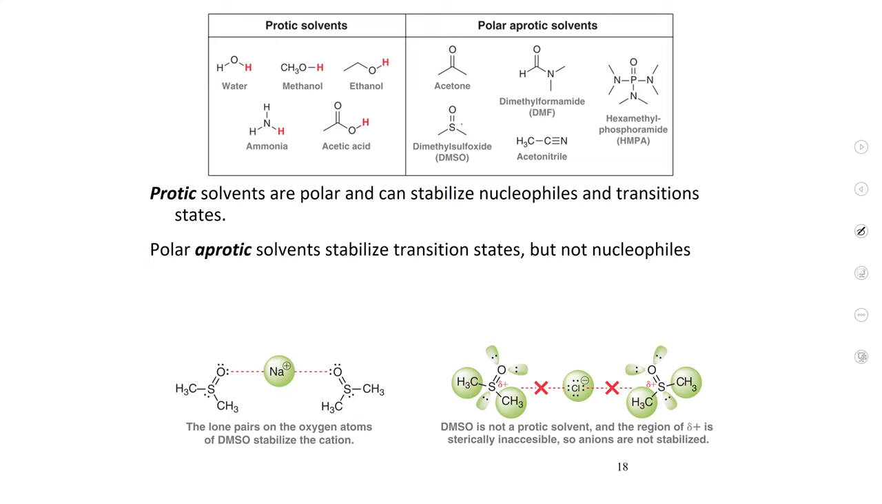Acetonitrile, hexamethylphosphoramide. That one's less common. I've done reactions with all of the others, but I haven't done reactions with HMPA. I probably would have if I'd gone into synthetic chemistry or spent a lot more time in an OCHEM lab in grad school, but it tends to be a little bit more specialized. But in this case, the protic solvents stabilize everything, and sometimes the reactants and nucleophiles more than the transition state. Polar aprotic solvents stabilize transition states, but they don't stabilize nucleophiles.